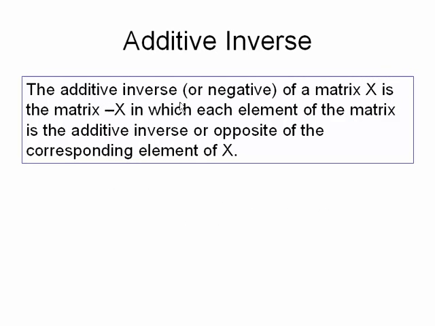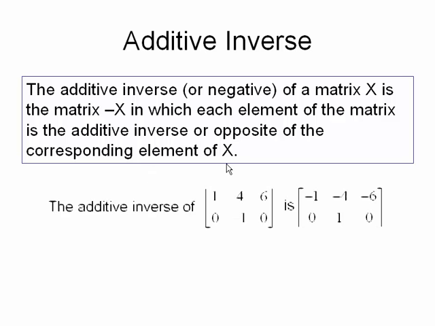The additive inverse, or the negative of a matrix, is a matrix minus X in which each element of the matrix is the additive inverse, or the opposite, of the corresponding element of X. So the additive inverse of the matrix with 1, 4, 6 in the first row, and 0, -1, 0 in the second row, has the exact same size, but the only difference is I take each of the elements and make it opposite. So the 1, 4, 6 becomes -1, -4, -6, and the 0, -1, 0 becomes 0, 1, 0.